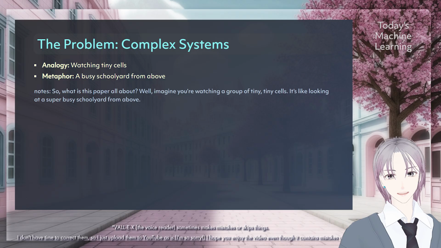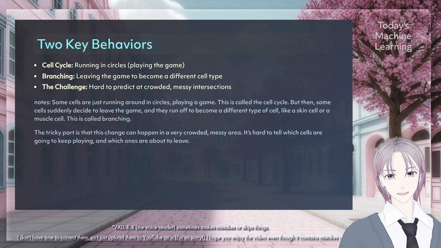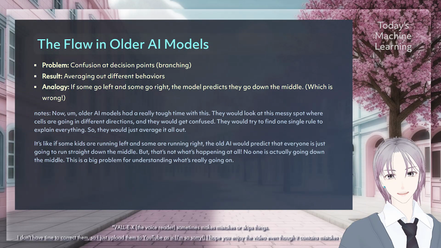Well, imagine you're watching a group of tiny cells. It's like looking at a super busy schoolyard from above. Some cells are just running around in circles playing a game. This is called the cell cycle. But then some cells suddenly decide to leave the game, and they run off to become a different type of cell, like a skin cell or a muscle cell. This is called branching. The tricky part is that this change can happen in a very crowded, messy area. It's hard to tell which cells are going to keep playing, and which ones are about to leave.